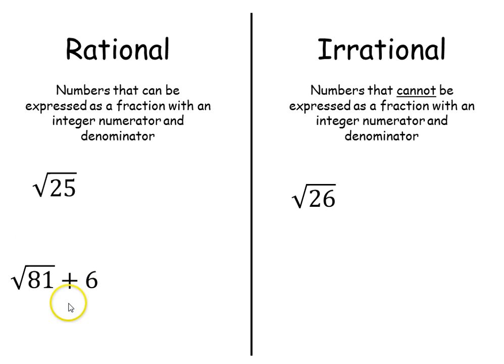Why is this a rational number? Because I know what the square root of 81 is. It's 9. So this number right here is really 15. The square root of 81 is 9, therefore it's a rational number.